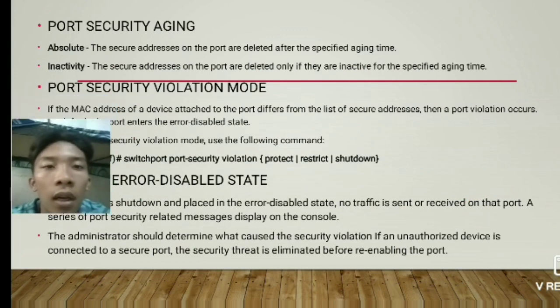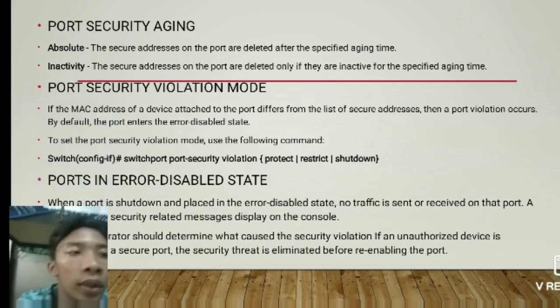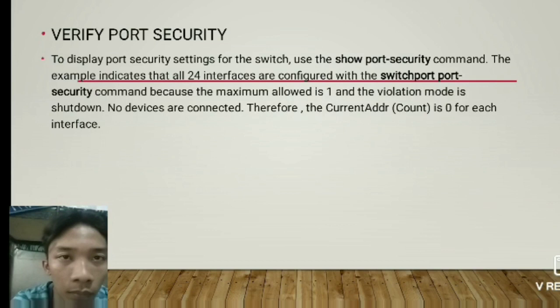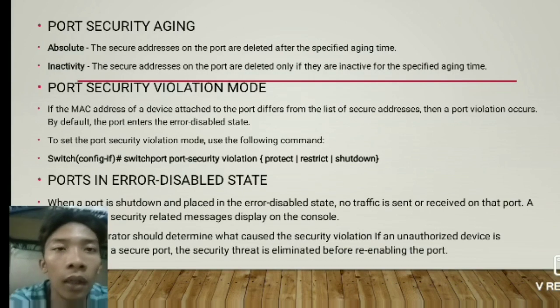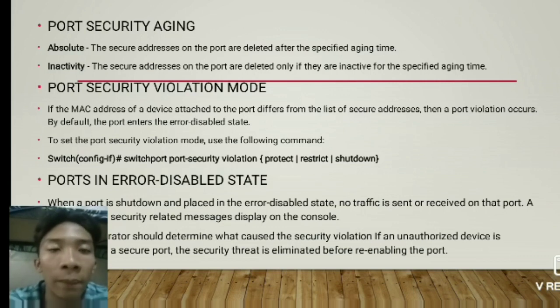Okay, next, port security aging. There are two types of port security aging. One is absolute, two is inactivity. With absolute, the secure addresses on the port are deleted after the specified aging time. The next, inactivity, means the secure addresses on the port are deleted only if they are inactive for a specified aging time. That is the difference between the two.